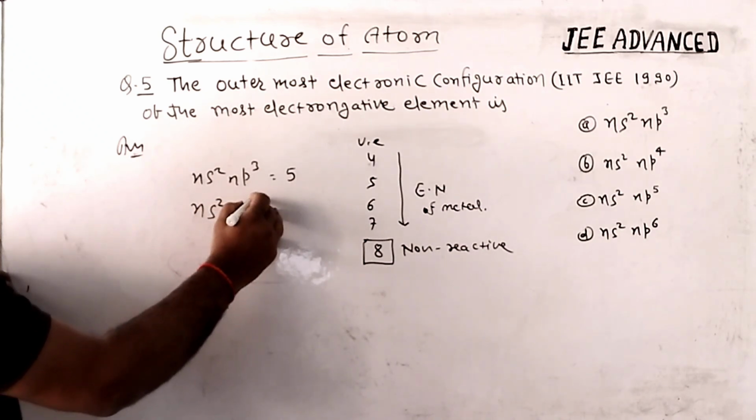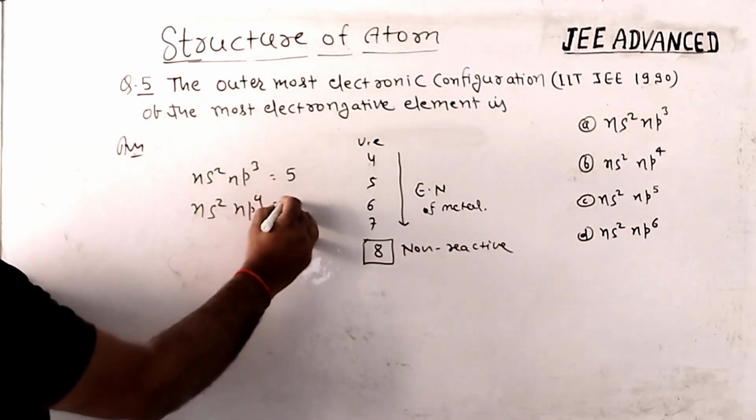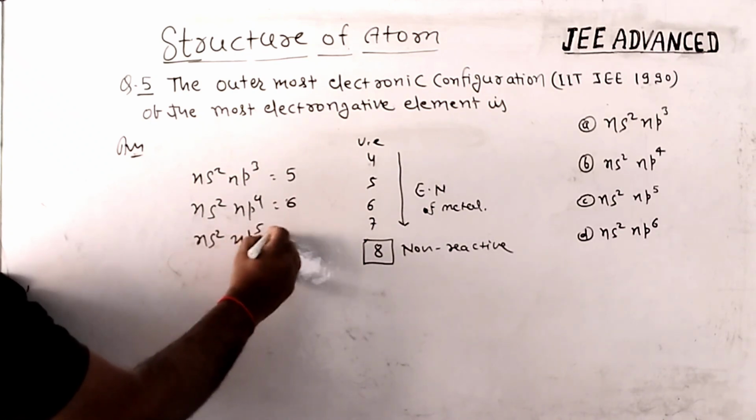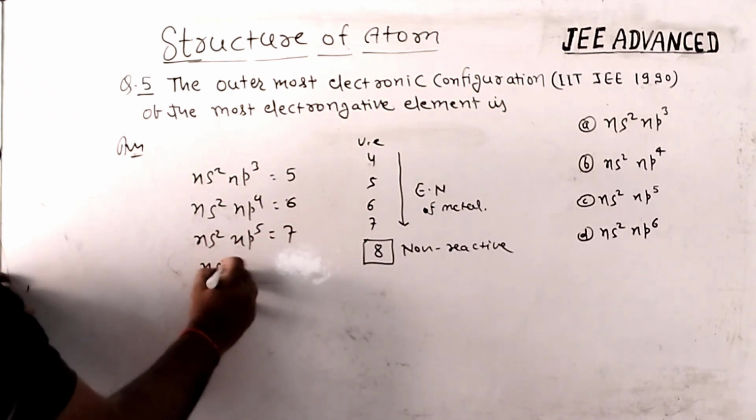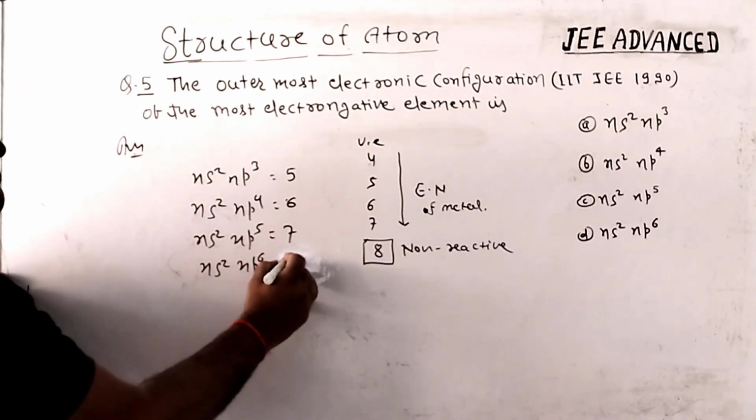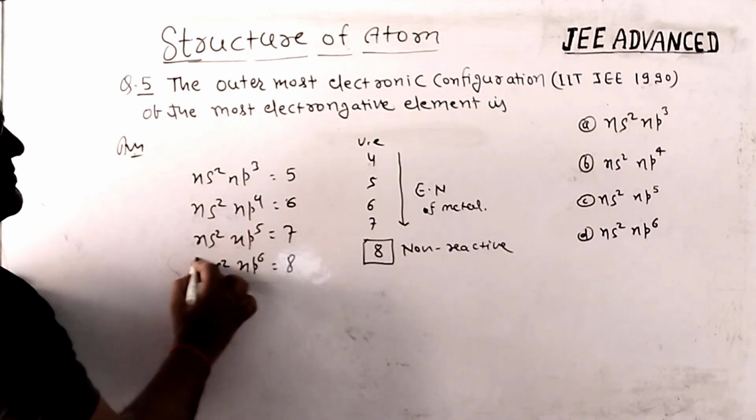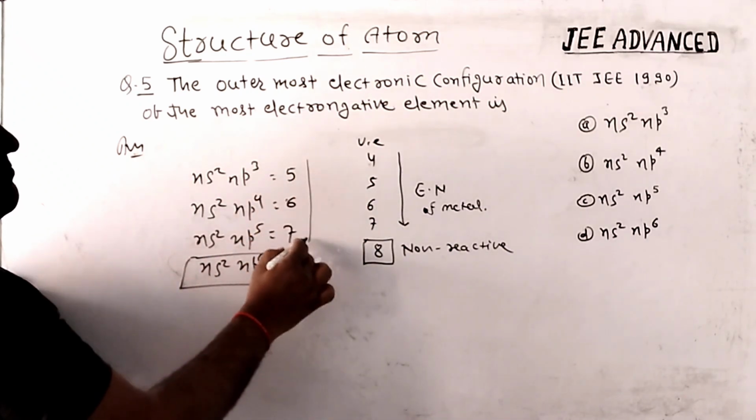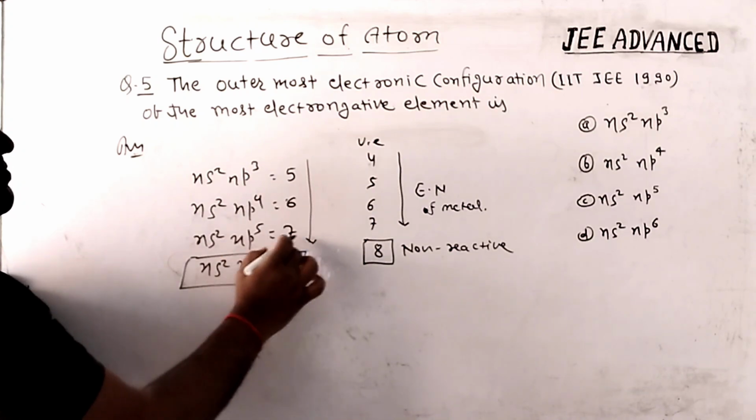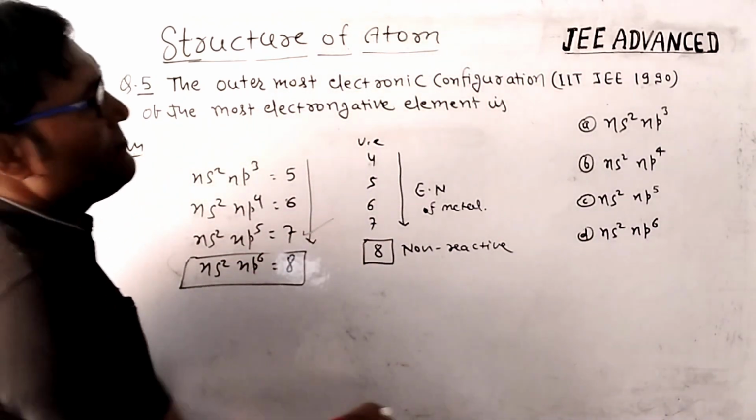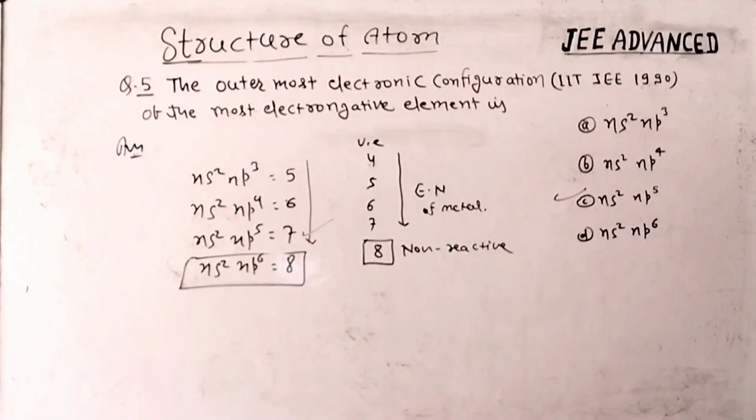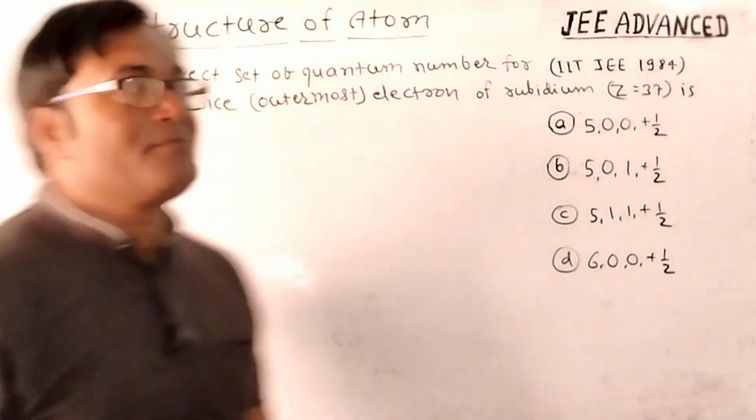ns2 np4, 4 plus 2, 6. ns2 np5, 5 plus 2, 7. ns2 np6, 6 plus 2, 8. So this is a non-reactive last shell configuration, and from top to bottom electronegativity increases. So due to the presence of 7 electrons, option C is correct. You can take a screenshot. Now I am going to solve question number 6.